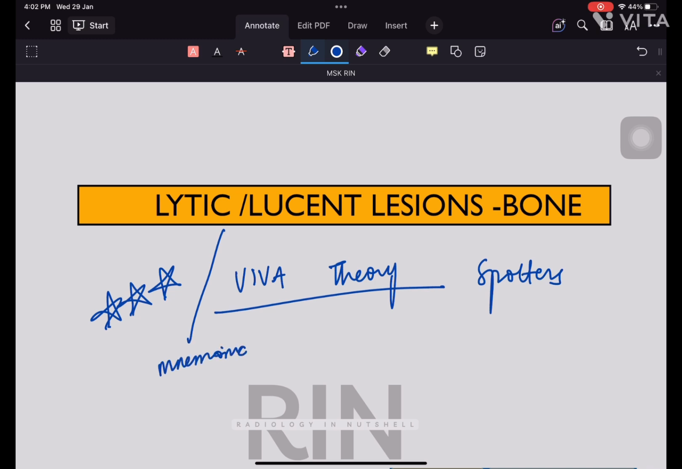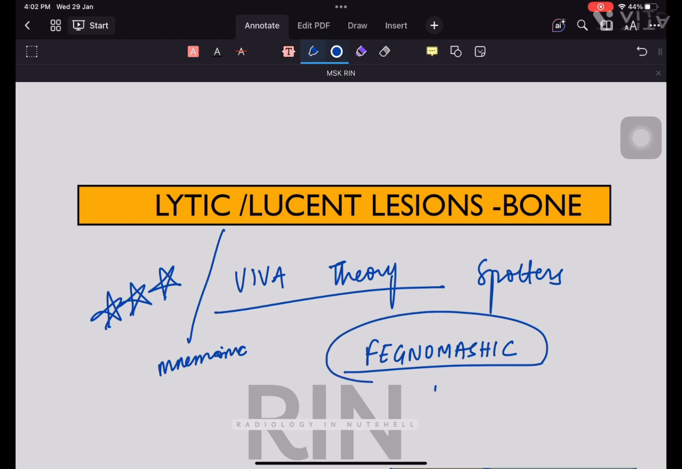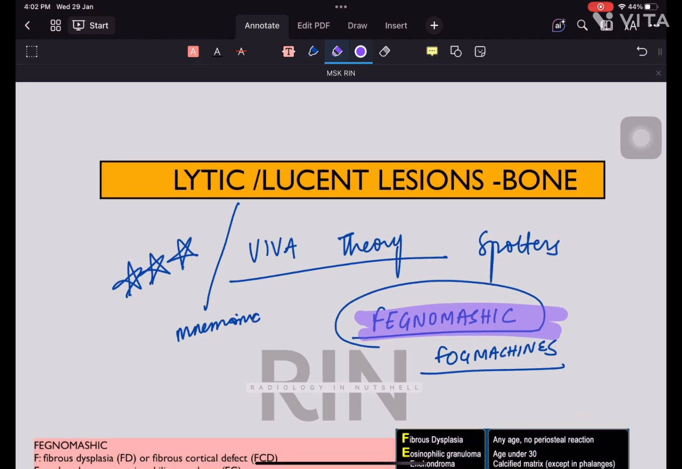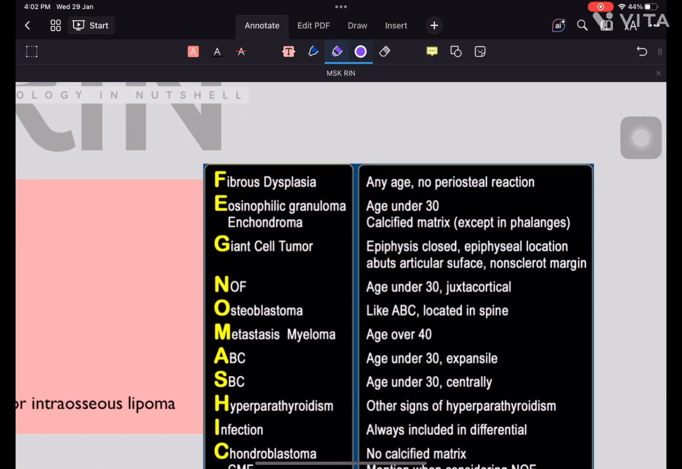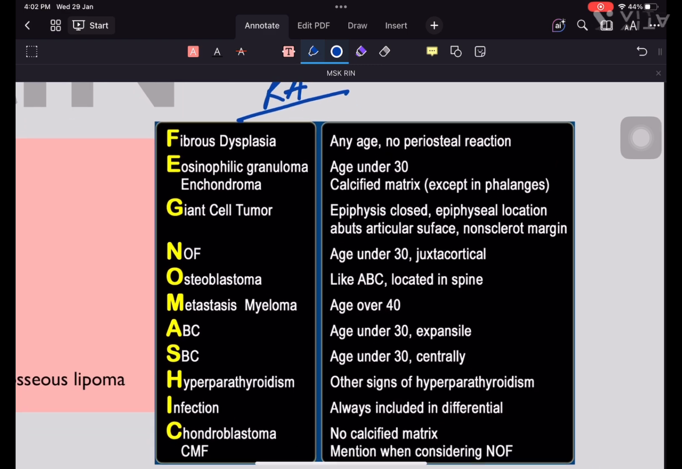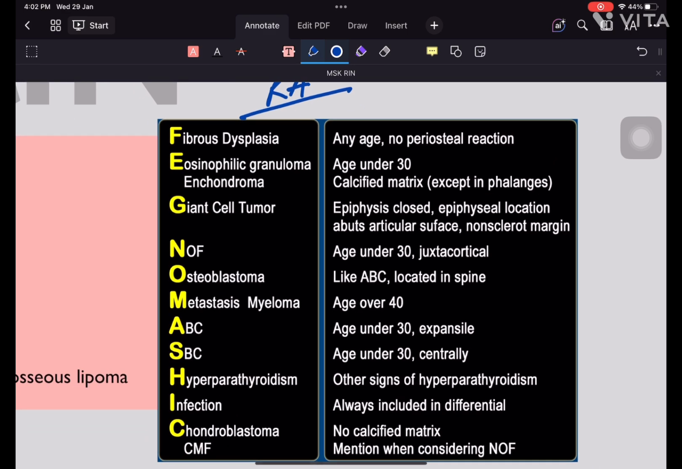So let us understand this topic and remember it for a longer time with the help of a mnemonic, FEGNOMASHIC. There is another mnemonic also available on the internet, which is called FOG MACHINES, but in this video I refer to the first mnemonic, FEGNOMASHIC. Now in this abbreviation, we can expand the terms to get to the lucent lesions that are important for us to learn. This table is from the Radiology Assistant, where they have clearly given a few important features of these lucent lesions. I have included one of the tables from Radiology Assistant here.